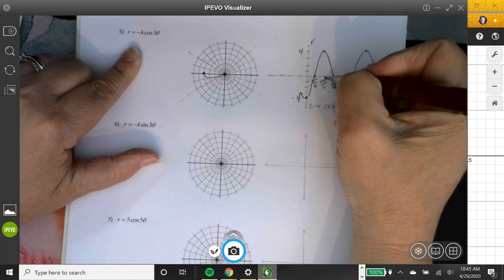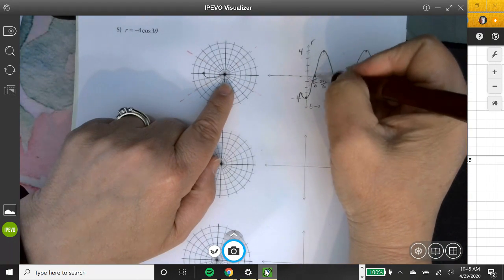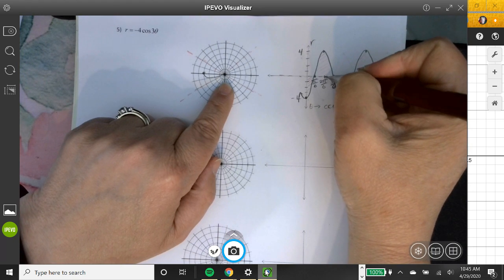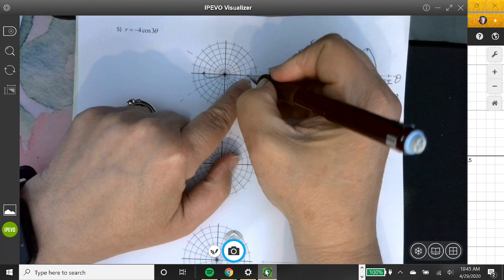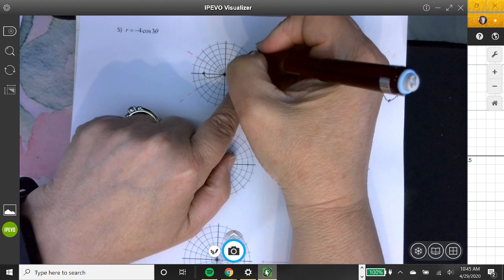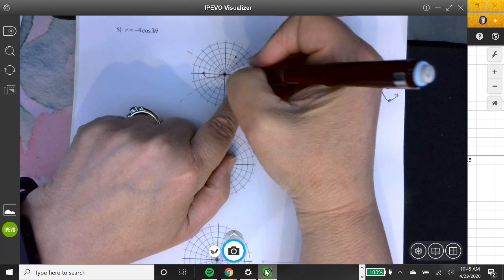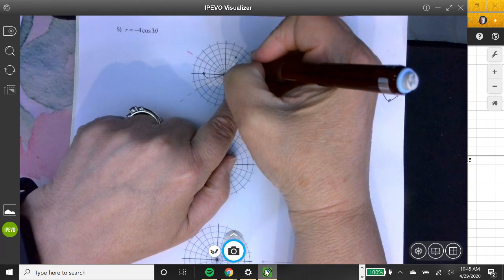And then I'm going to pass through the pole. I'm passing through the pole here, and then I'm going to end up at 1, 2, 3, 4. 1, 2, 3, 4, can I count? And then to pi over 3, which is right here. So radially, I'm going to go out 4 and rotate. I'm going to end up at this polar point.